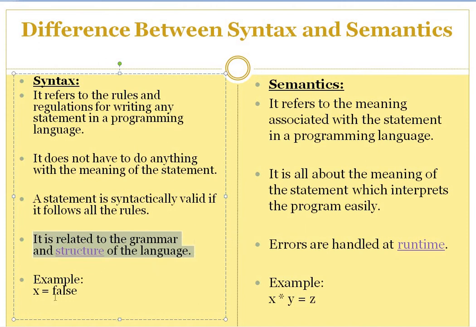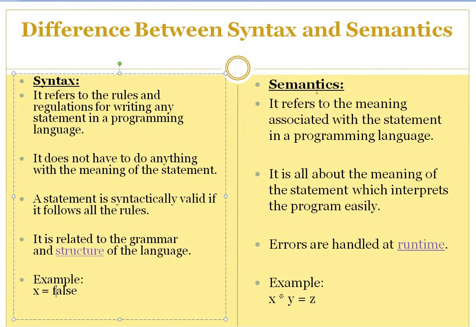For example, you are taking x is equal to, you are taking a variable and you are giving false. So false, written like this, will create a syntax error because you are writing a small f here. In Python we know that it should be a capital F, False. So it is a syntax error.